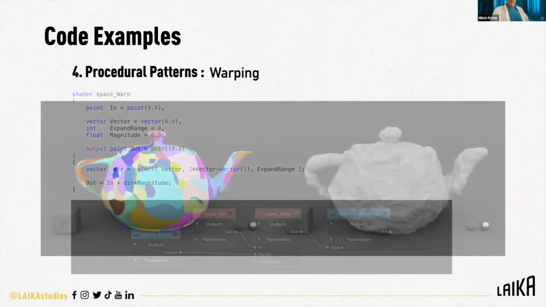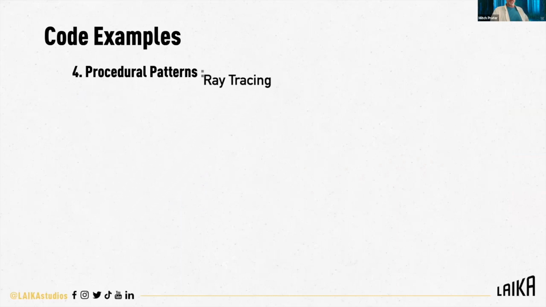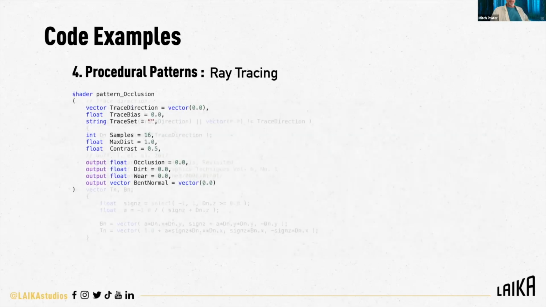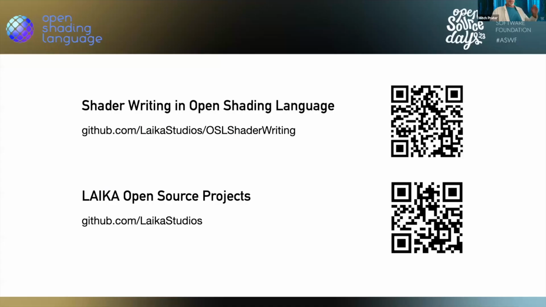Warping, yeah, another simple technique for distorting the space that you use to create a pattern. And then, of course, there's ray tracing for doing occlusion, things like that. And I'm over my time limit, so I'm going to flip all the cards, as they say. There's a great deal more in the course, but that's all I've got time for.